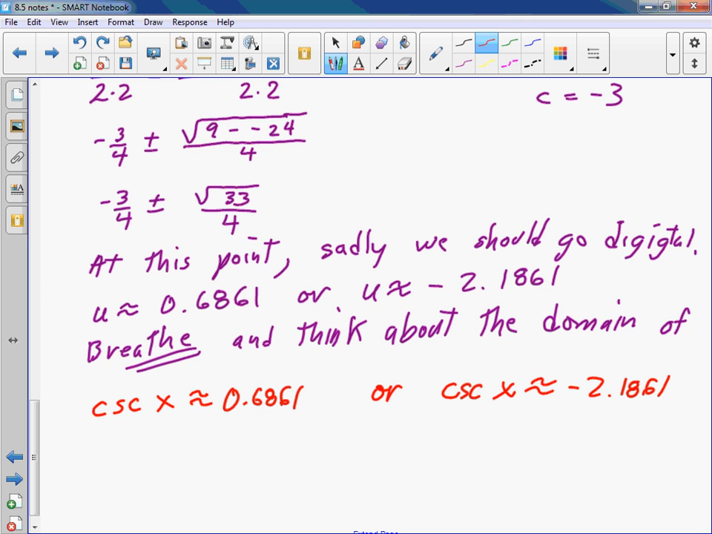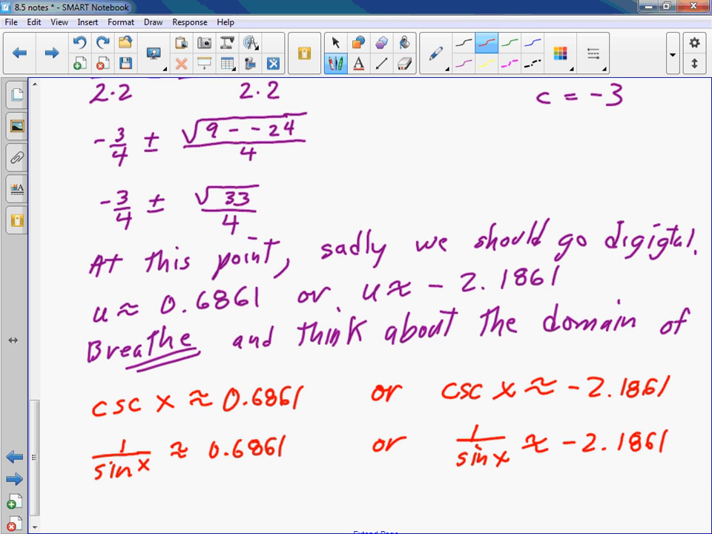Nick, what do you got? Where do we go from here? We're trying to solve for x. Oh, I would do 1 over. Well, let's just start with 1 over sine x is approximately equal to 0.6861, or 1 over sine x is approximately equal to negative 2.1861.